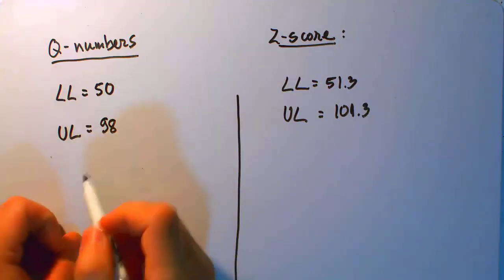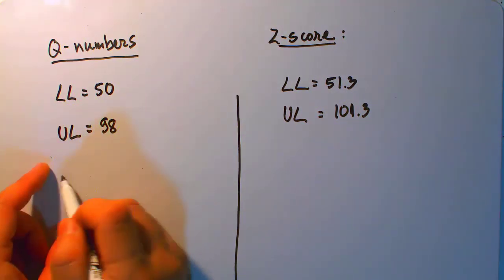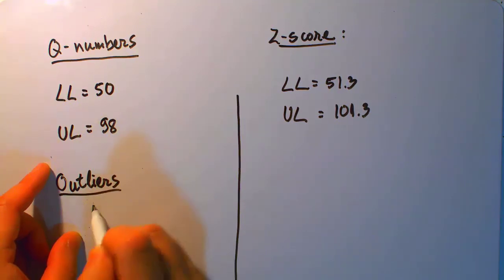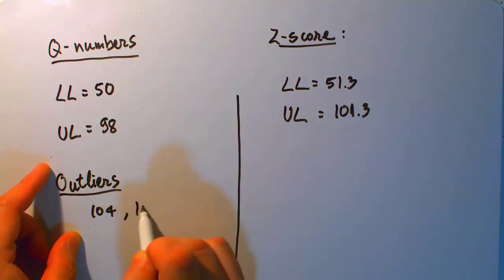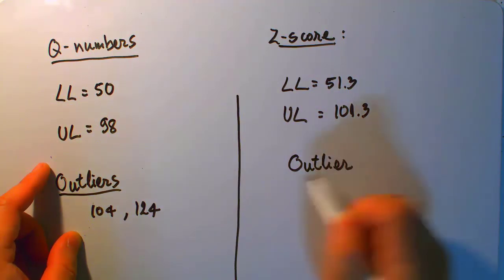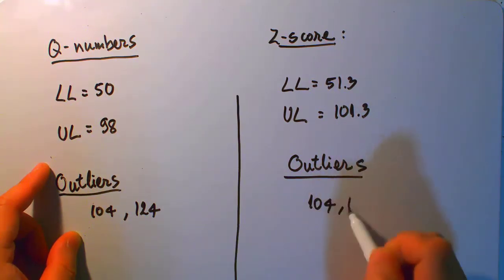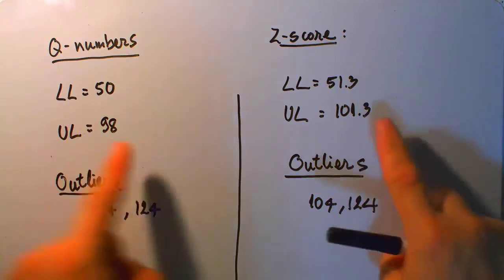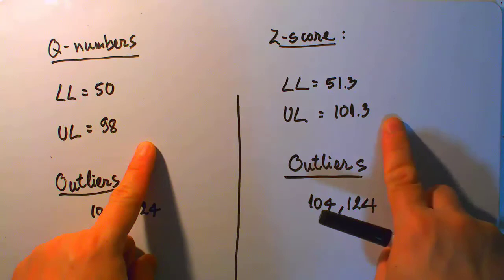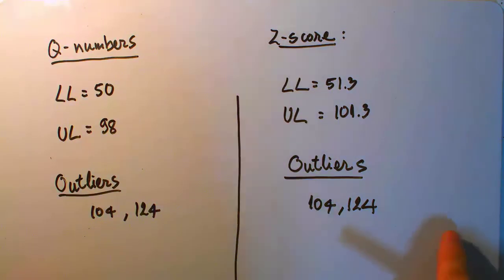So the two methods give slightly different results. Using the Q numbers method that we've learned previously, we did end up with outliers being 104 and 124. And using the z-score method, we still ended up with 104 and 124. But due to the nature of being slightly different in terms of coming up with the two boundary limits right here, in some other problems we might end up with slightly different results. But that is completely okay.